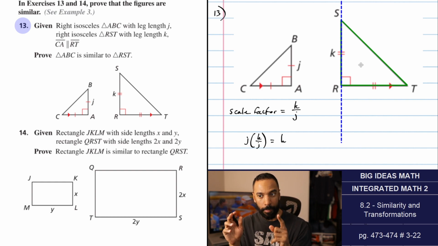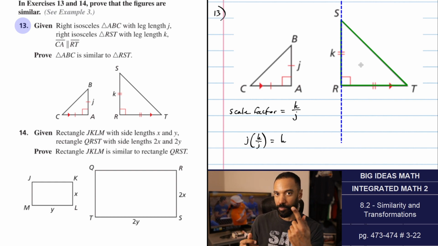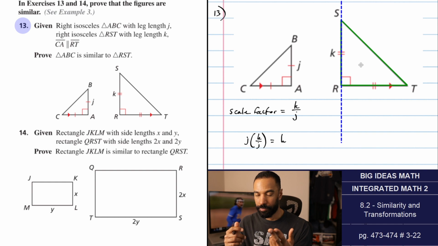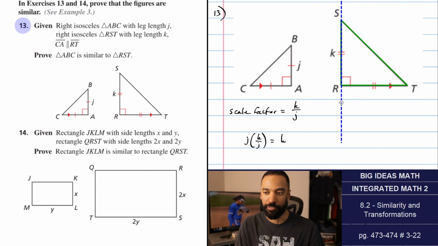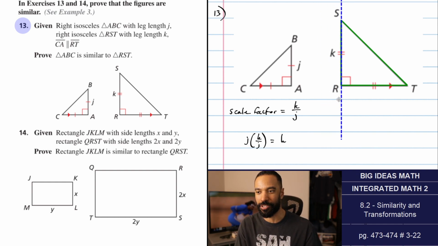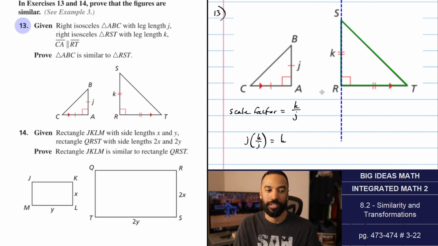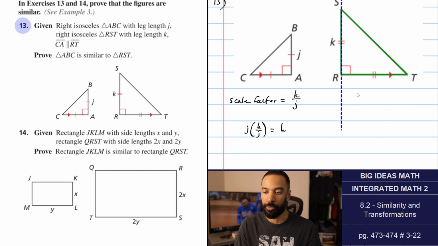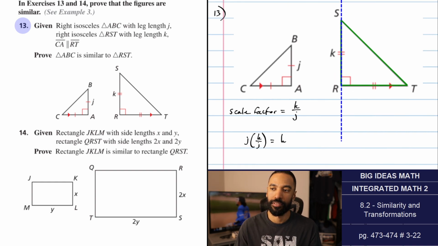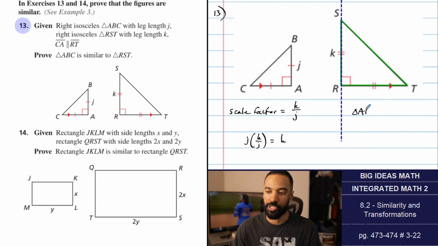So because I could do a mapping through translation, reflection, and, I also could have reflected right here in the middle. Just reflect across there. But I translated first. Translation, reflection, and then dilation. Yes, triangle ABC is similar to triangle RST. So I'll write that triangle ABC is similar to triangle RST.